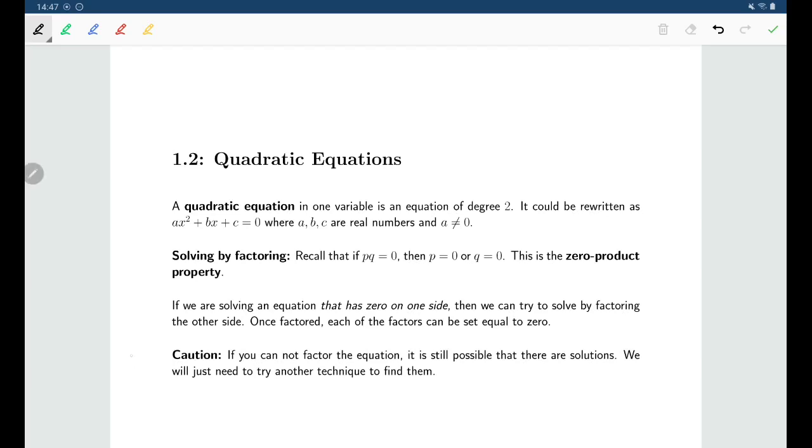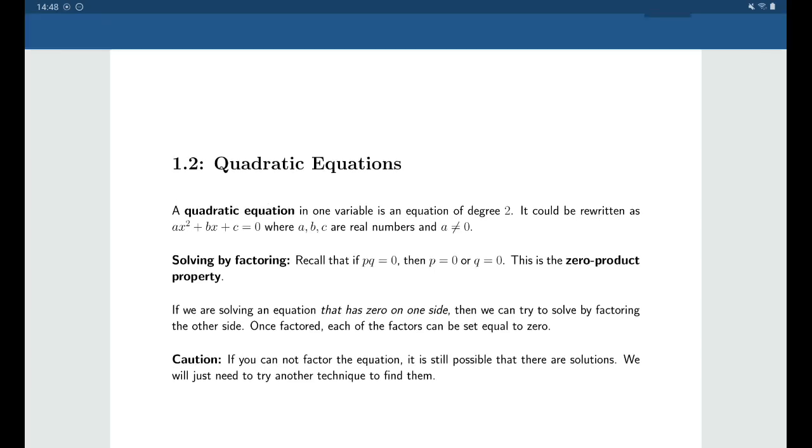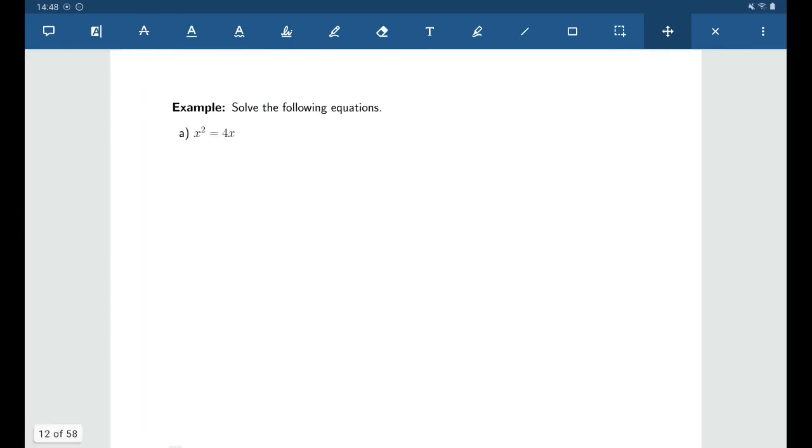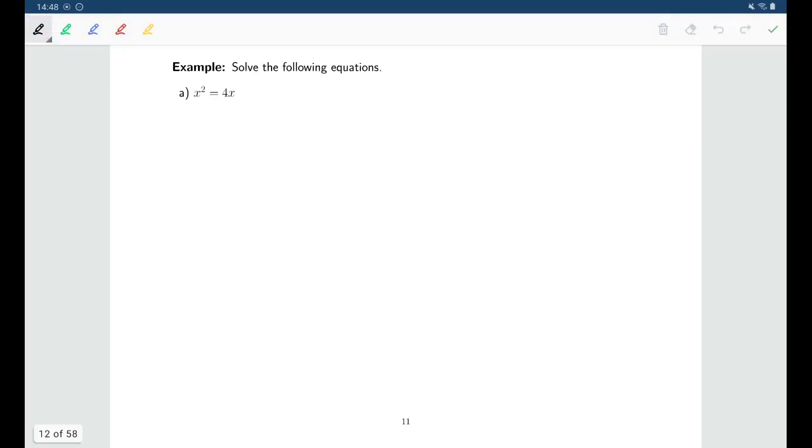Now, of course, the other caution is that not everything factors. If you're trying to solve by factoring and it doesn't work, that doesn't mean that there are no solutions. It just means that you'll need some other technique. And we'll talk about some other ways that we can solve quadratic equations apart from factoring. But first, just a couple of quick little examples here.